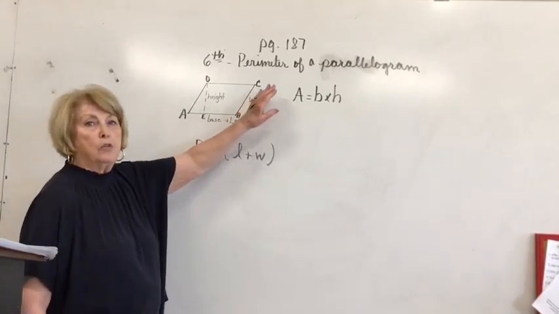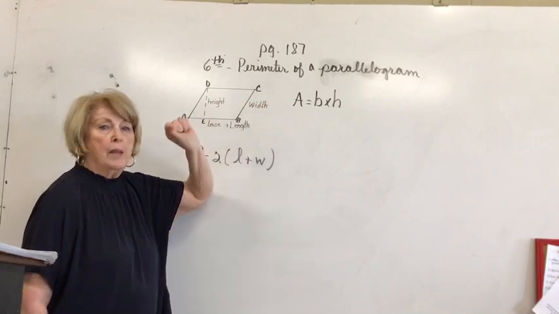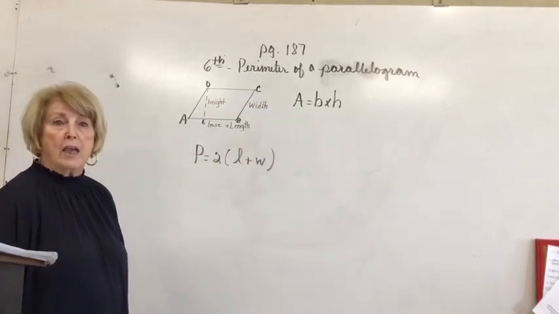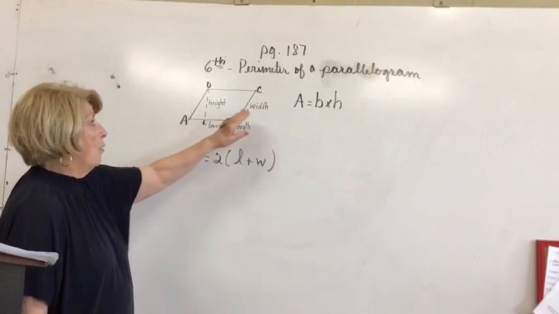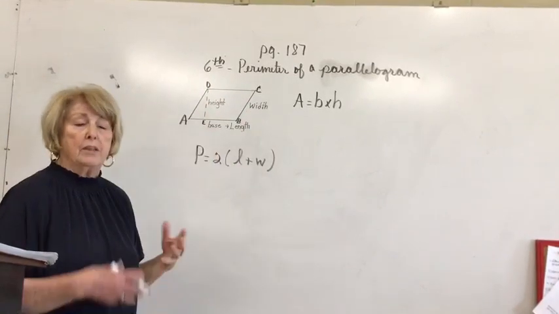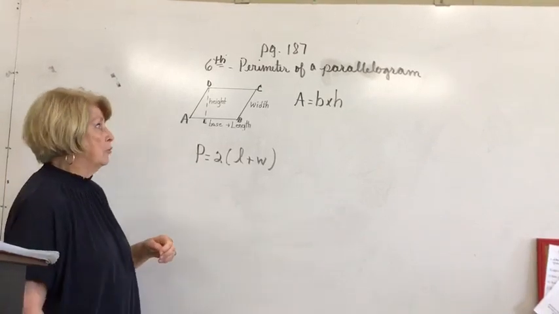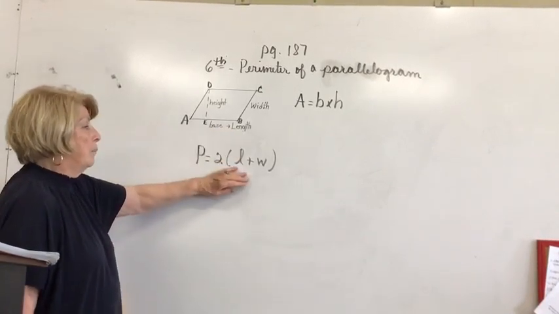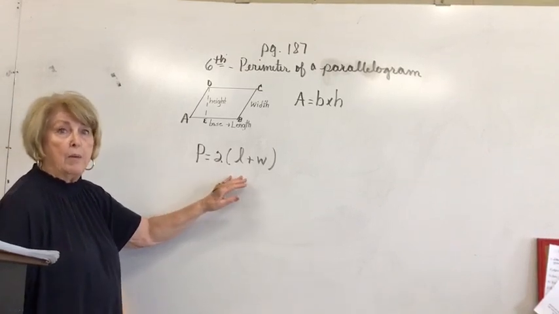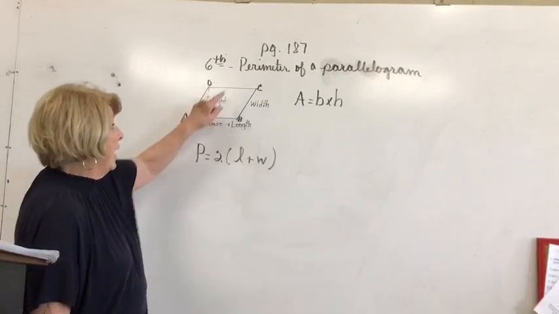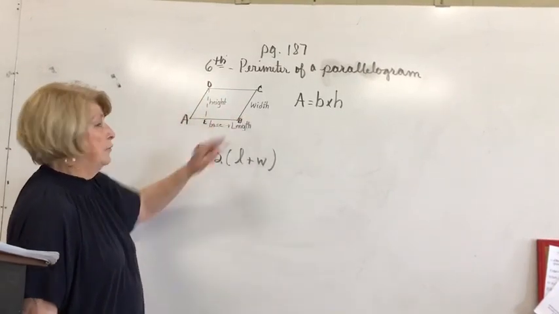Boys and girls, we're on page 187, perimeter of a parallelogram. A parallelogram is a quadrilateral having opposite sides that are parallel. And this is one of the figures that we learned when we were studying the first part of geometry. Finding the perimeter of a parallelogram is exactly like finding the perimeter of a rectangle because opposite sides are the same. You have two lengths and you have two widths.